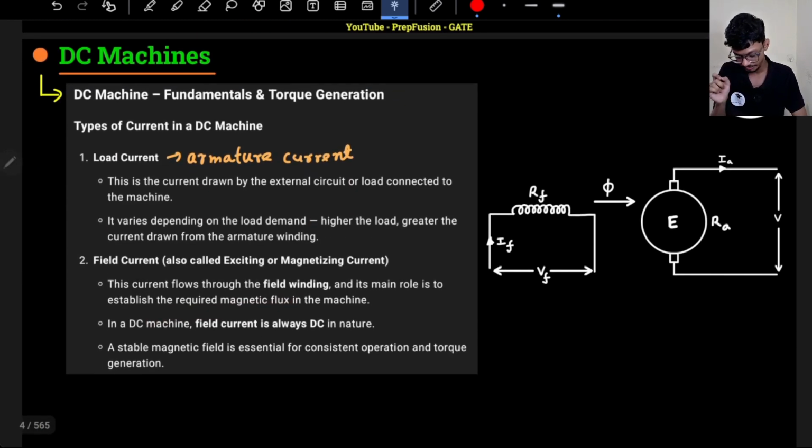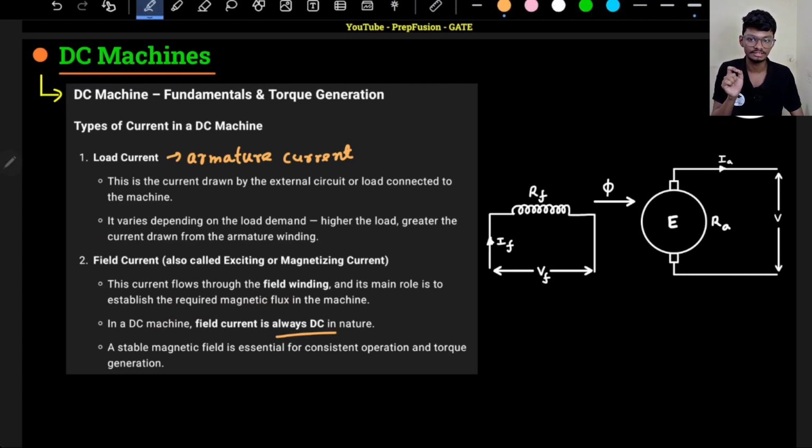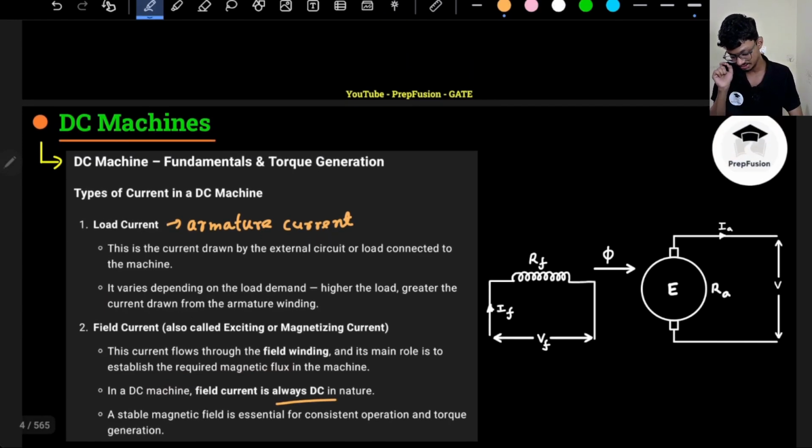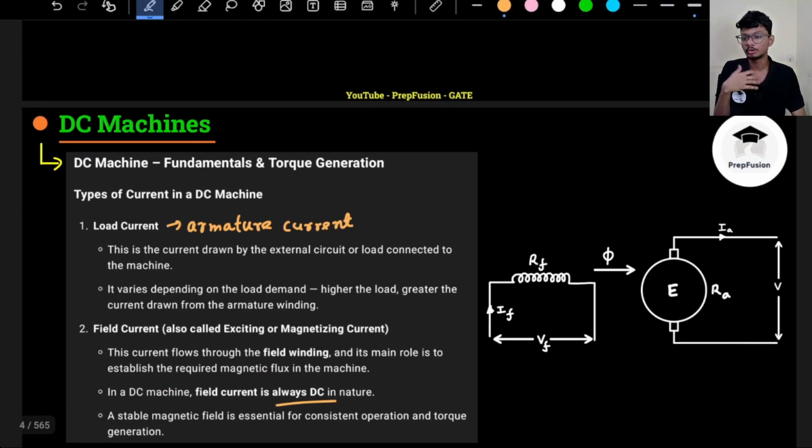In a DC machine, remember, the field current will always be DC in nature. But remember the armature current: although it seems like it is DC, it is actually not pure DC. It can be pulsating DC. We will discuss that.